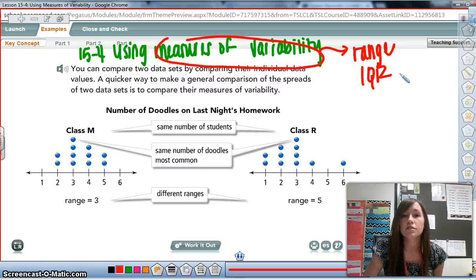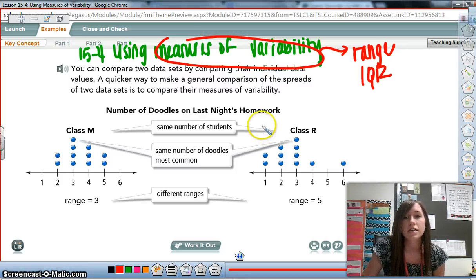Our lesson yesterday was about measures of center. That measures the center of the data, like median or mean. Measures of variability measure how spread out the data is, like range or interquartile range. We can use the range or interquartile range to compare two sets of data.